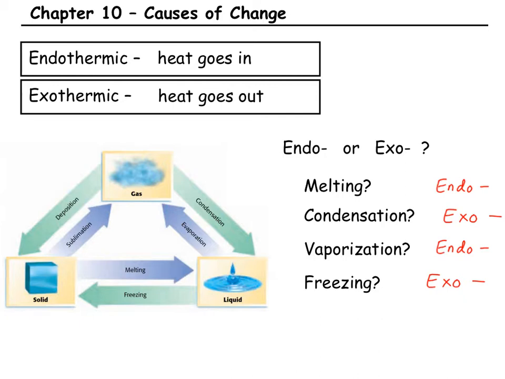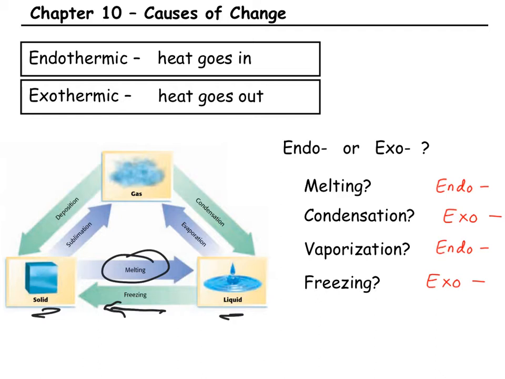So when we talk about something like melting, when solids turn into liquids, that's endothermic. You have to put heat into it and the ice melts. All right. The opposite would be freezing, and that would be to take the heat out of the liquid and make it turn into ice. All right. So any one of these processes could be considered endo or exothermic.